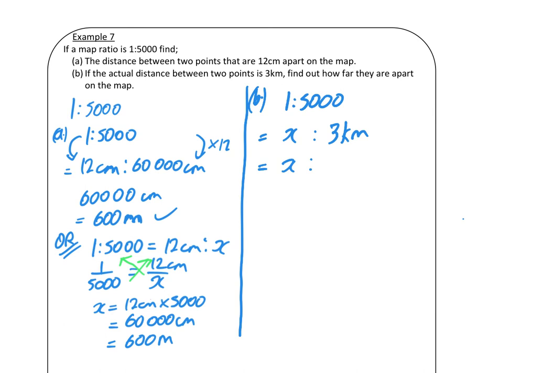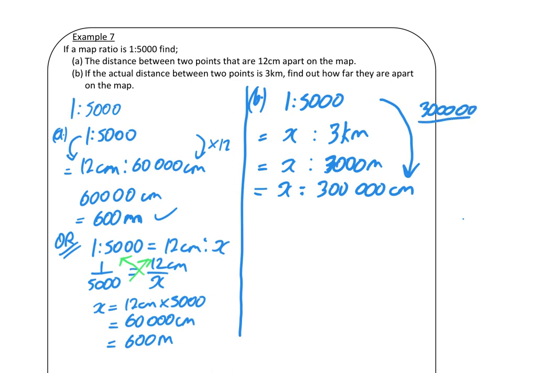I would just put this into meters first of all. It's going to be 3,000 meters. It's also going to be equal to 300,000 centimeters. And then what I'm thinking is, how do I get from here to here? So how do you get from 5,000 to 300,000? How you work that out is you do 300,000 divided by 5,000 and see what you get.